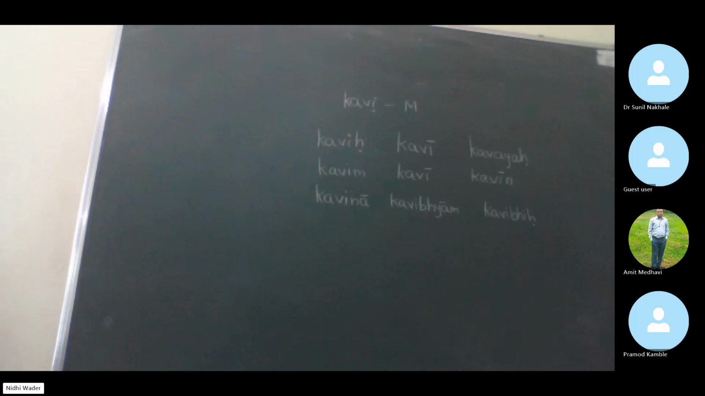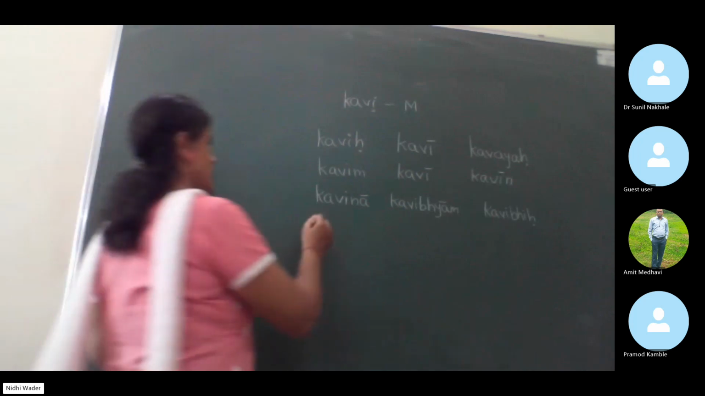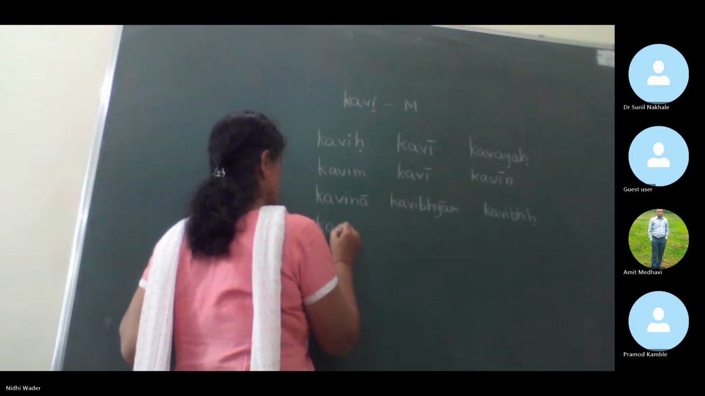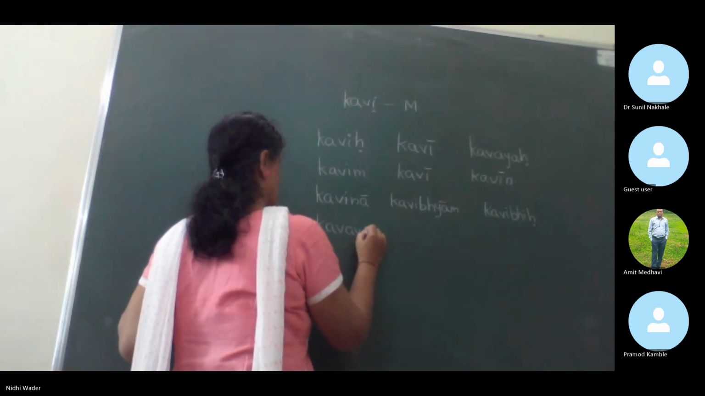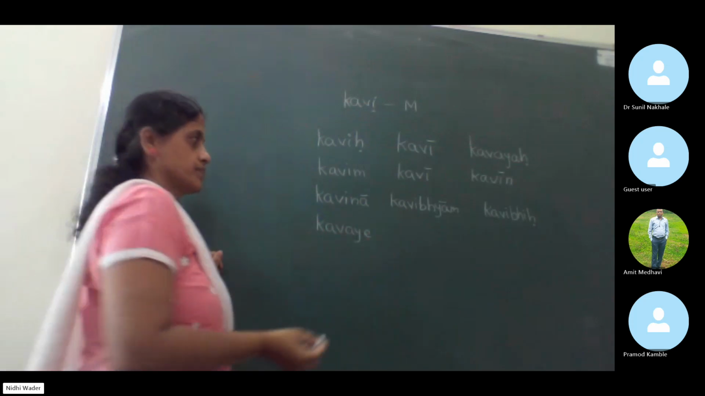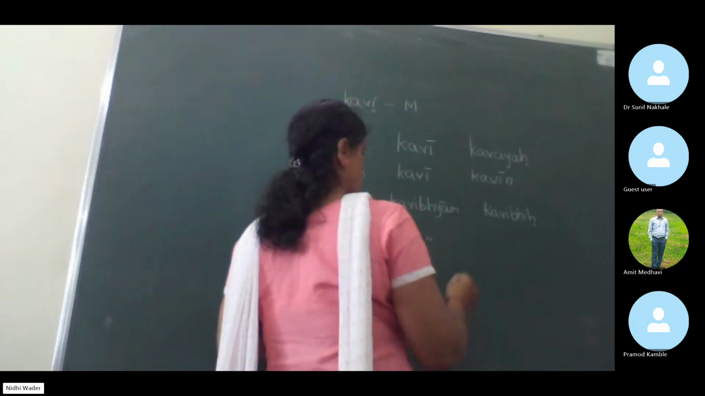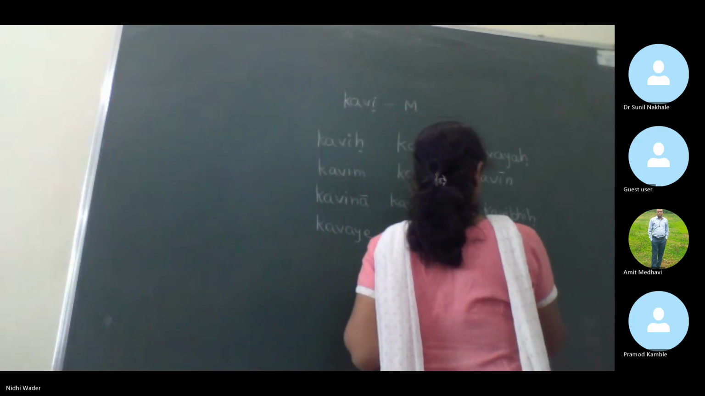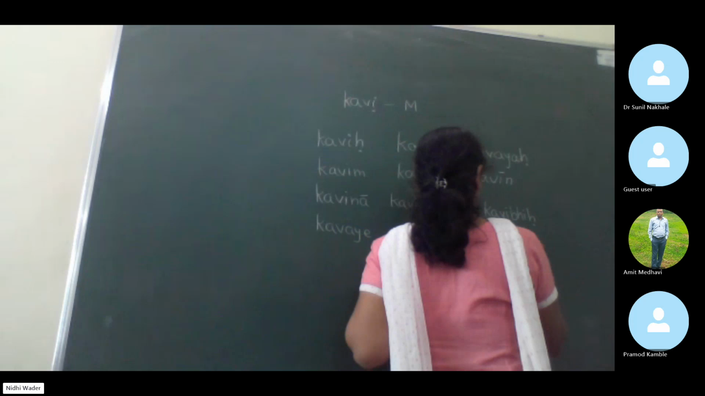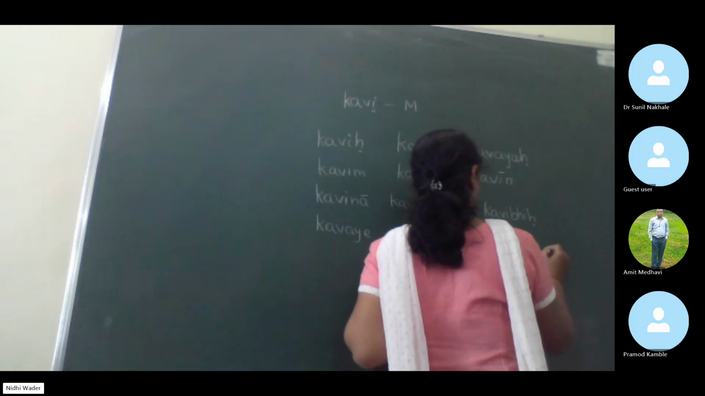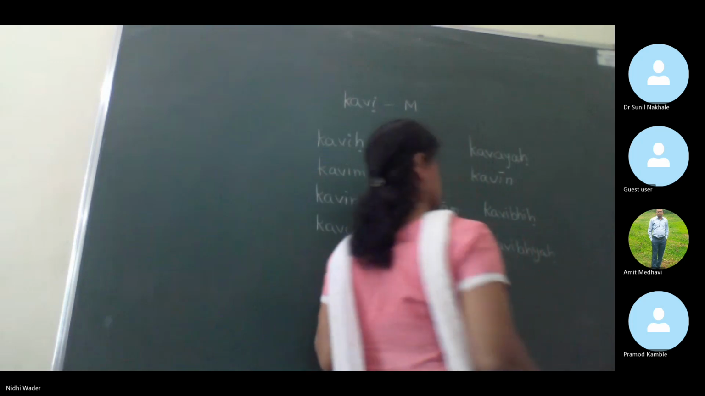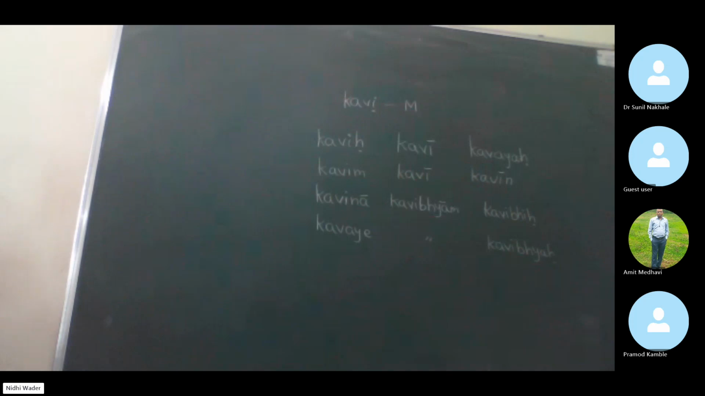Instrumental: kavina, kavibhyam, kavibhihi. Dative is kavaye, kavibhyam, kavibhyah.